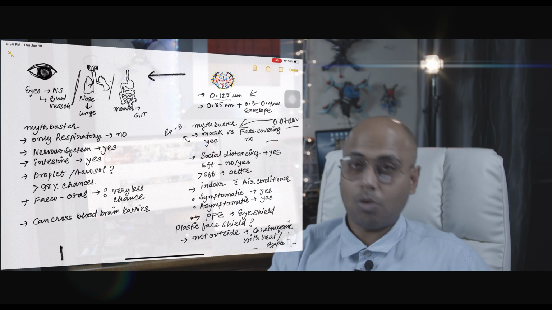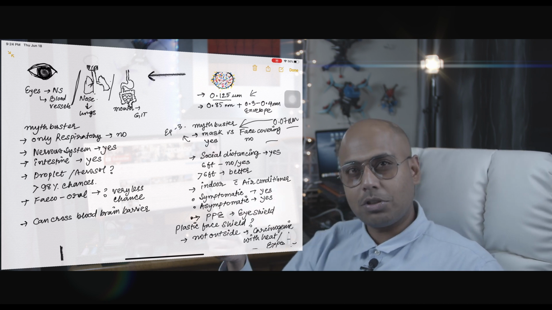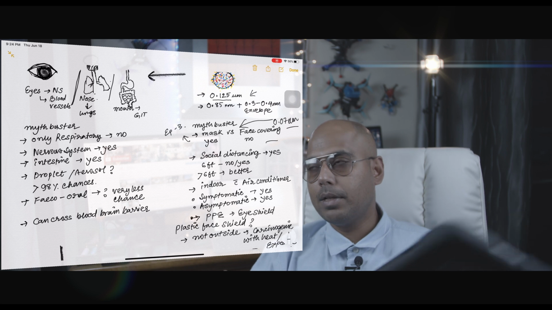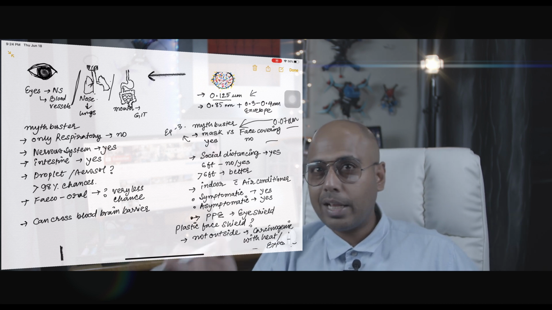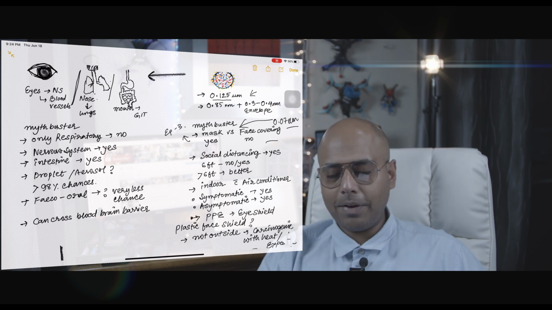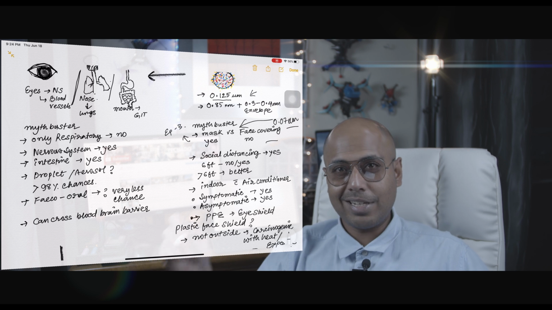0.125 micrometers also gives you another myth, and another myth buster is social distancing. Does social distancing help? Well, social distancing does not help and helps at the same time. Why? Because there are two factors. That 6 feet, no. Probably more than 6 feet is yes.